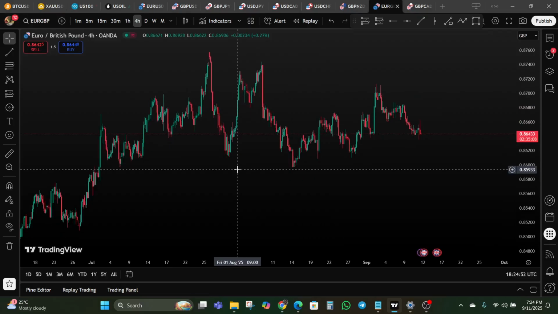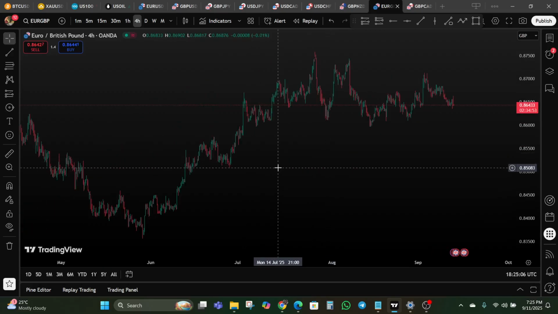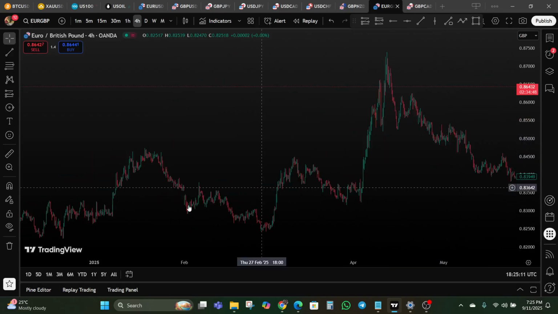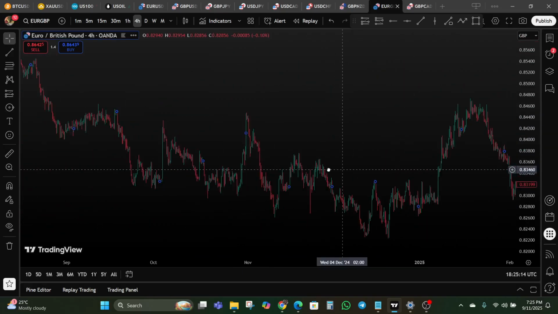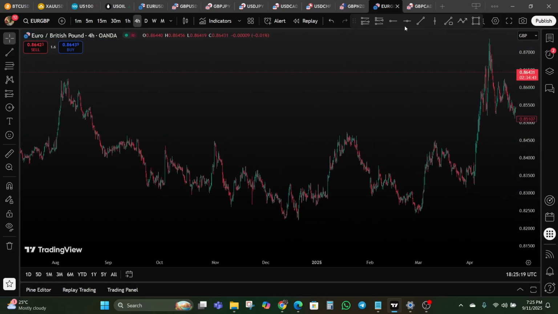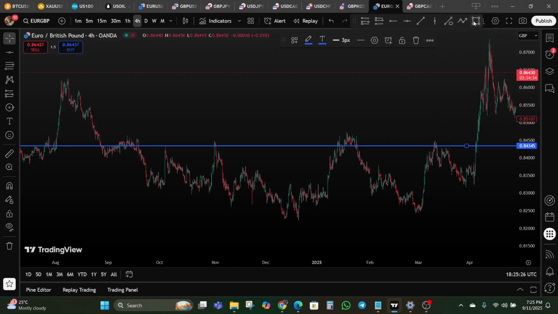The ICT breakout strategy helps us distinguish between false moves and true institutional breakouts, giving us a structured way to read the charts. Now, let us quickly start with the foundation, shall we? And the foundation that we're going to be discussing is simply liquidity. We're going to be discussing the concept of liquidity.